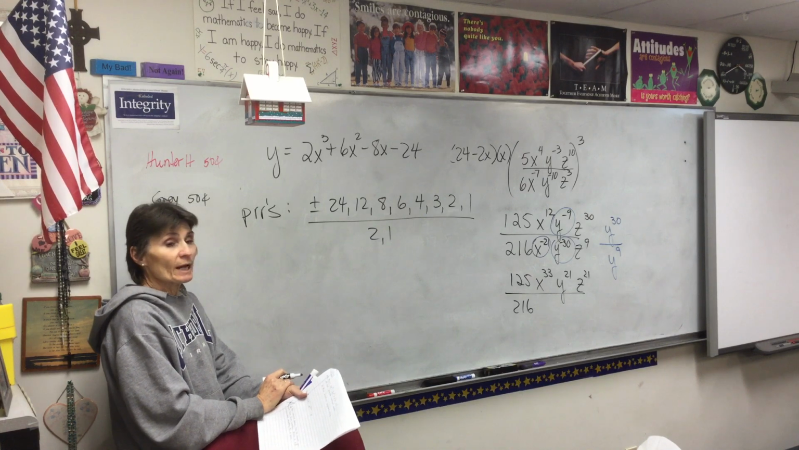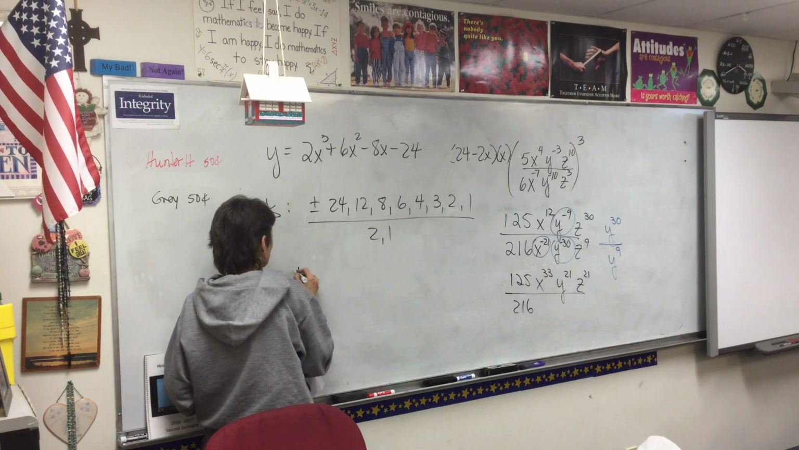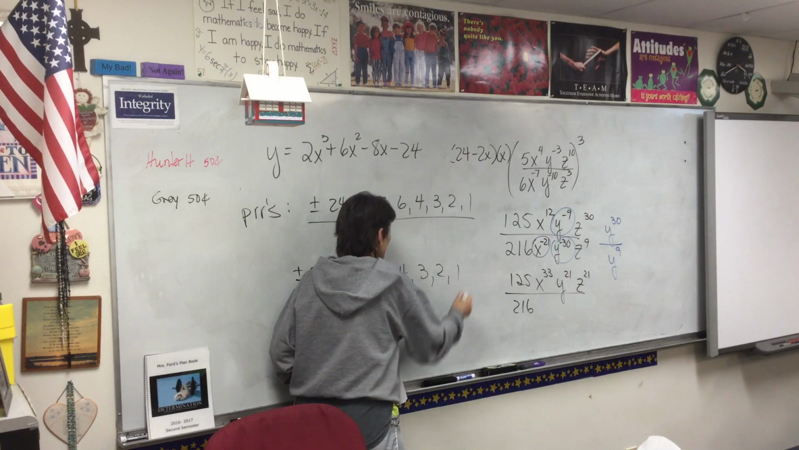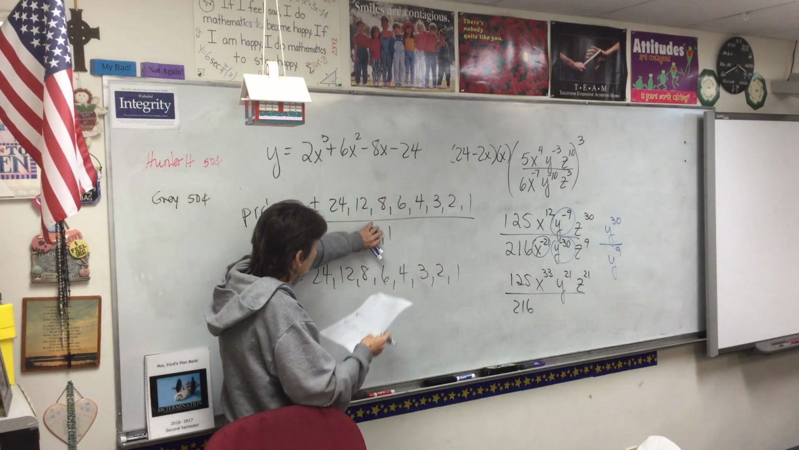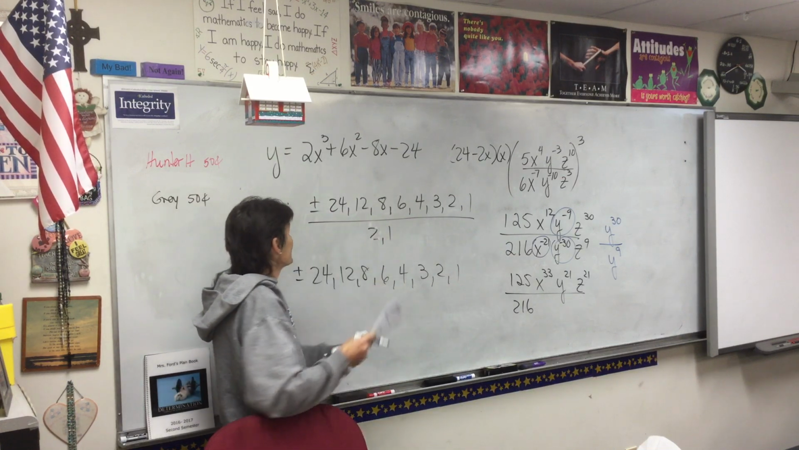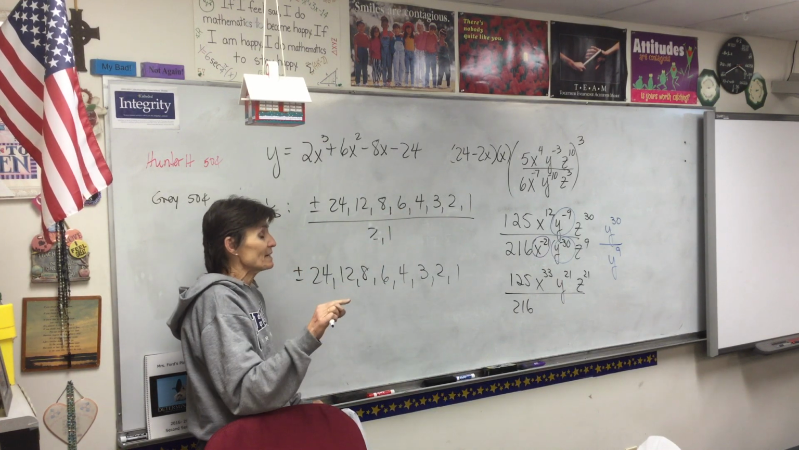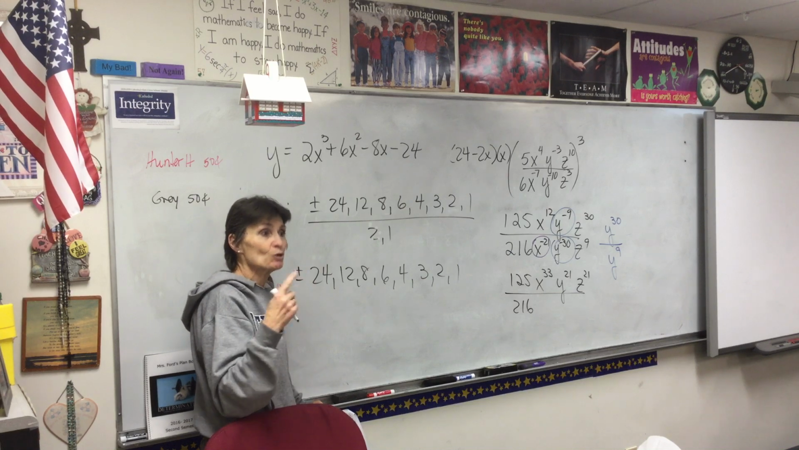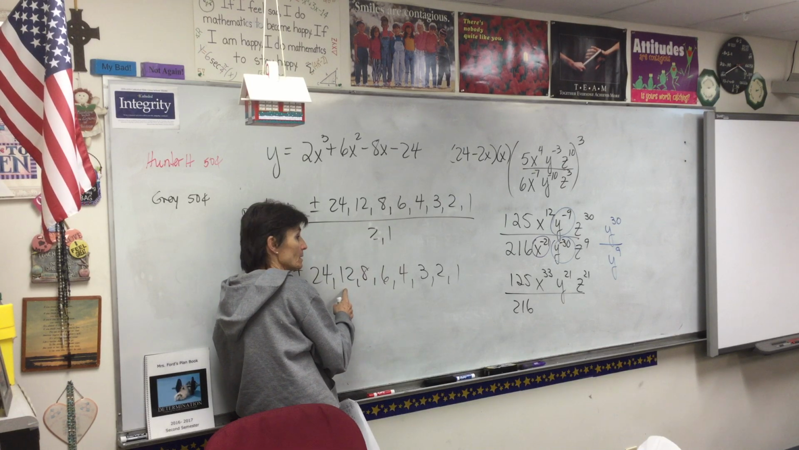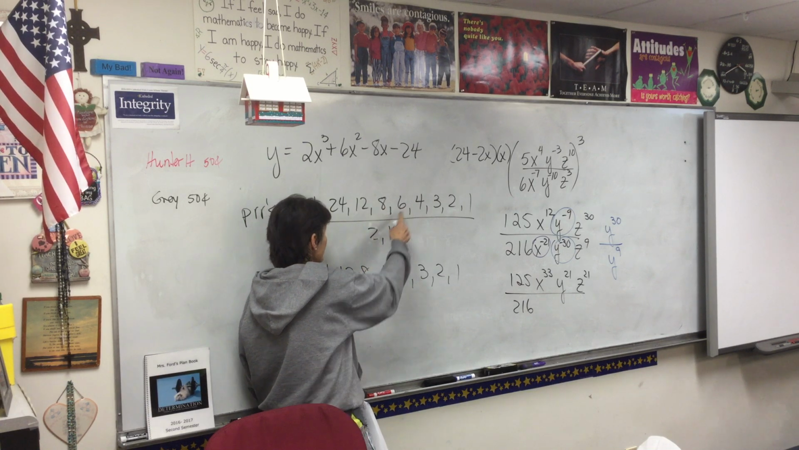Now, no wait, we're not done yet because it says list. So when we list these, it's 24, 12, 8, 6, 4, 3, 2, and 1, because those are what happens if you take all those numbers and put them over 1. Now you got to take all those numbers and put them over 2. Now, what's happened every time is that we get duplicates. Because when we put 24 over 2, we get 12. Then we put 12 over 2, we get 6. 8 over 2, 4. 6 over 2, 3.